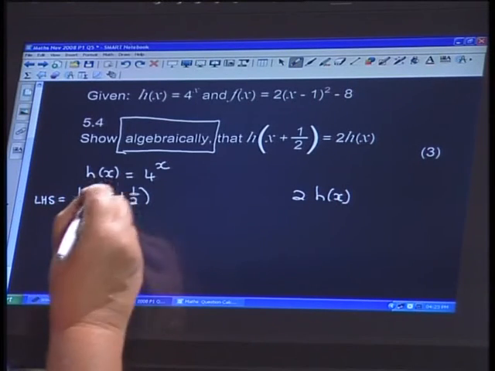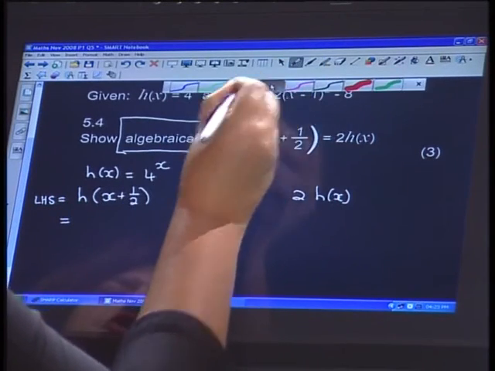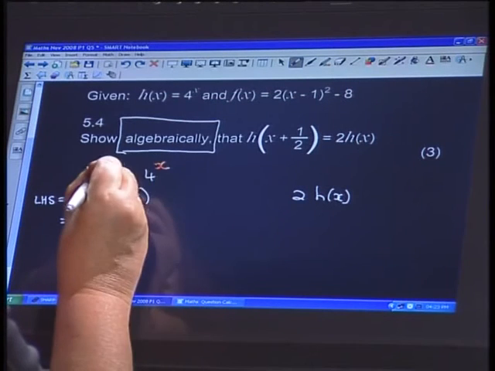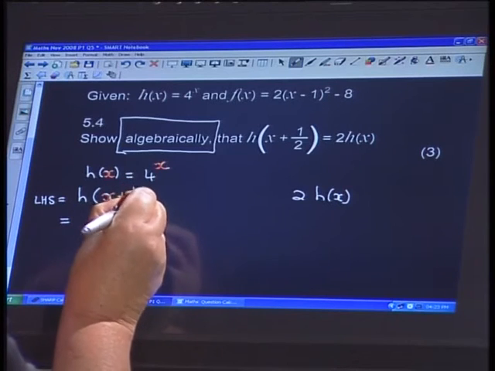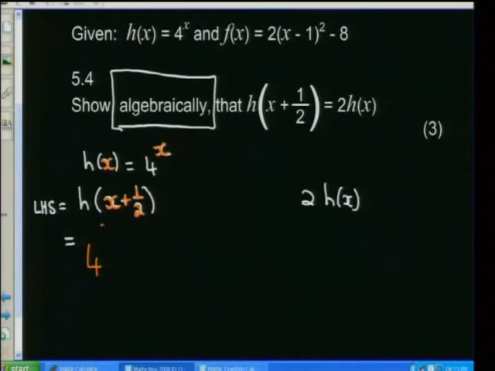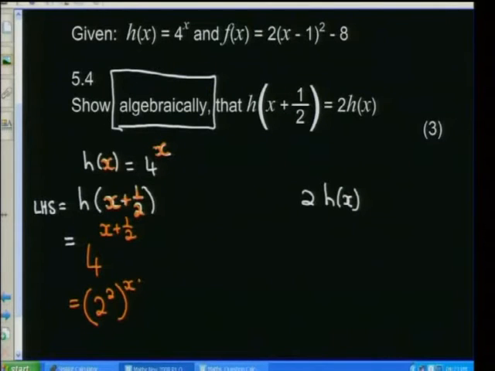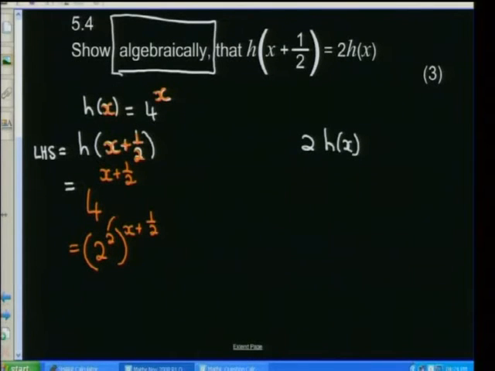So if this is the case, what I'm asking you to do is replace that x with x plus a half. So this would become 4 to the (x plus a half). Well, can we do anything to make this look better? Well, yes, we can. This is an exponential expression. So we can take the 4 and we can make it 2 squared, all to the (x plus a half). And of course, from exponents, we know that we would now multiply this exponent into both of them.